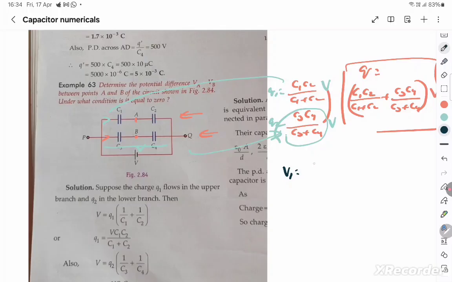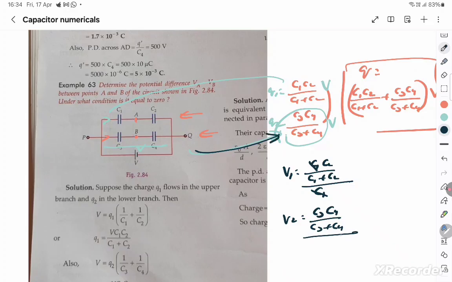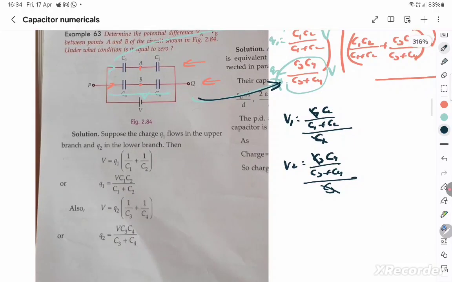V is equal to Q1 by C, where C is C1 C2 by C1 plus C2. C1 gets cancelled, and I get the voltage across C1. Let me get the voltage across C3, which is Q2 by C, where C is C3 C4 by C3 plus C4. C3 gets cancelled. Thus I got these voltages, and this is the potential at A, this is the potential at B, and they want VA minus VB. Just take this and subtract it.